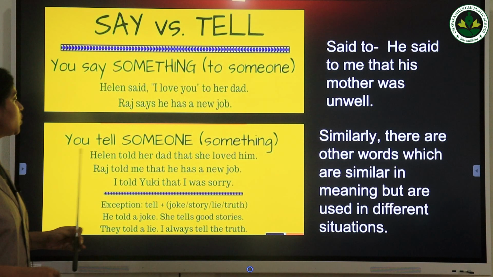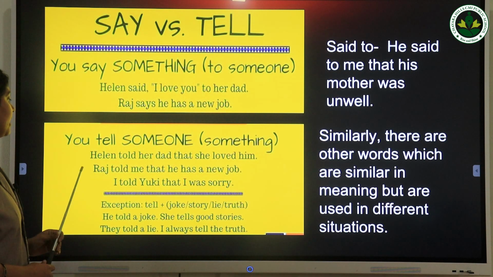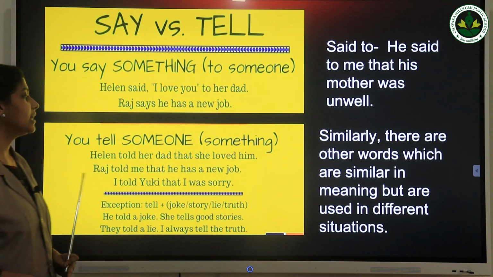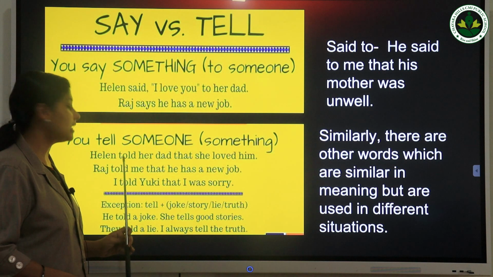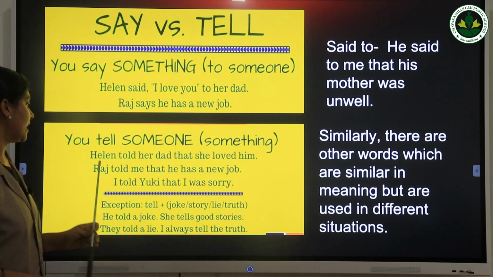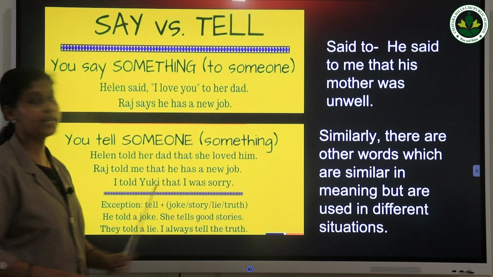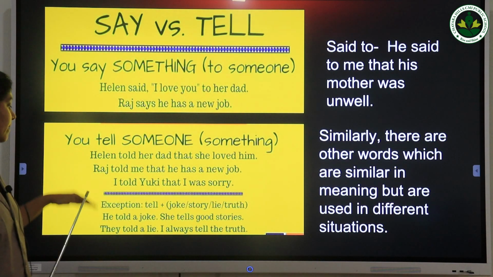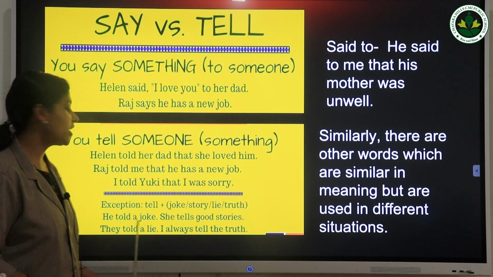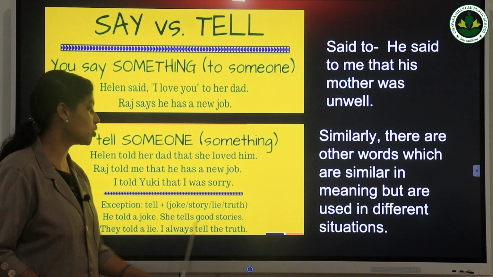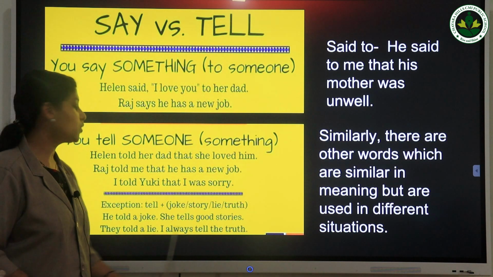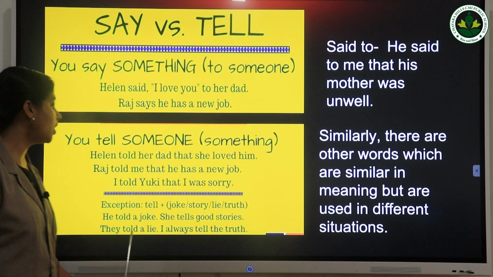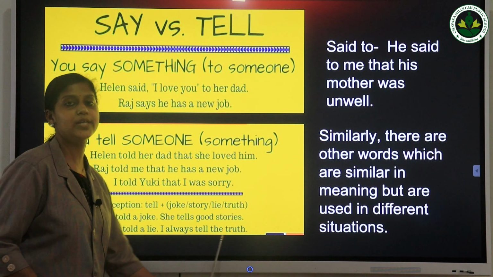Next one. You tell someone something. Helen told her dad that she loved him. Here, told is the past form of the verb tell. Raj told me that he has a new job. I told Yuki that I was sorry. There are some exceptional cases. He told a joke. She tells good stories. If we want to talk about stories, we use the verb tell. Then they told a lie. I always tell the truth.